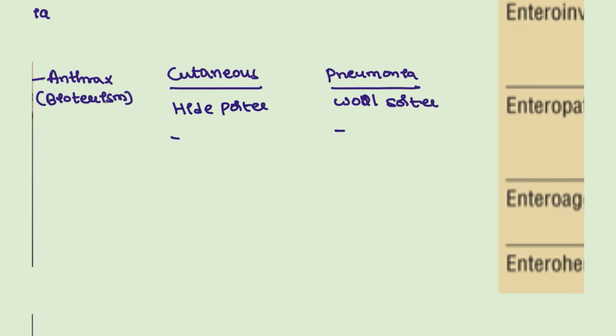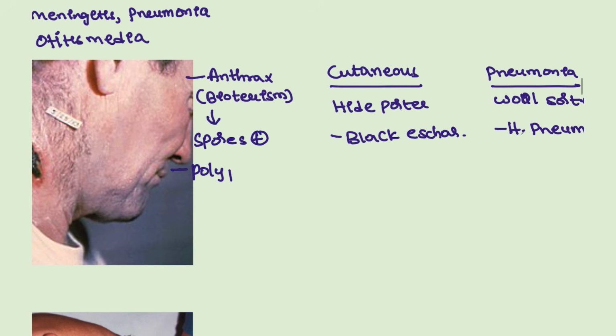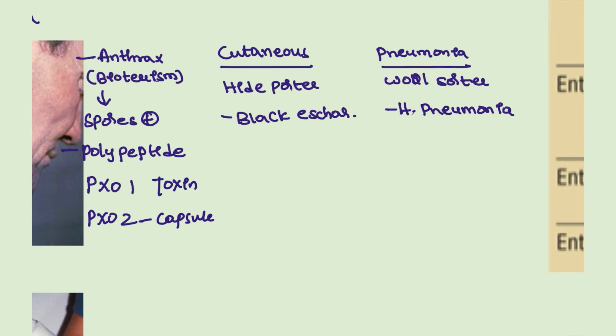And the symptoms will be severe hemorrhagic pneumonia. For the cutaneous type, a black eschar will be seen. And this is highly infective. The spores produced by anthrax are highly infective. Anthrax contains a specialized capsule that is a polypeptide, and two plasmids are present, pXO1 and pXO2. pXO1 is for the toxin, whereas pXO2 is for the capsule, and it is a highly infectious bioterrorism agent.